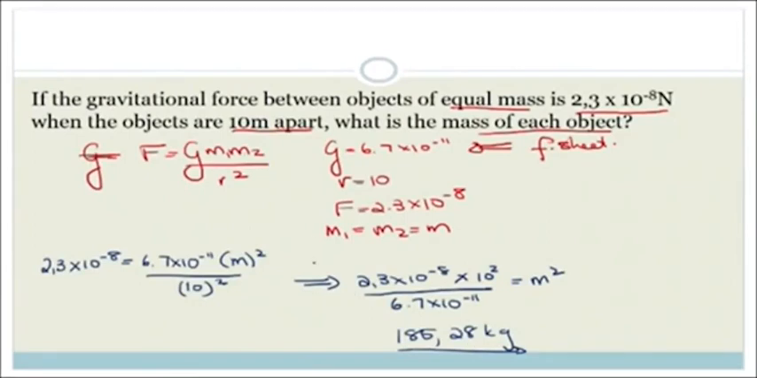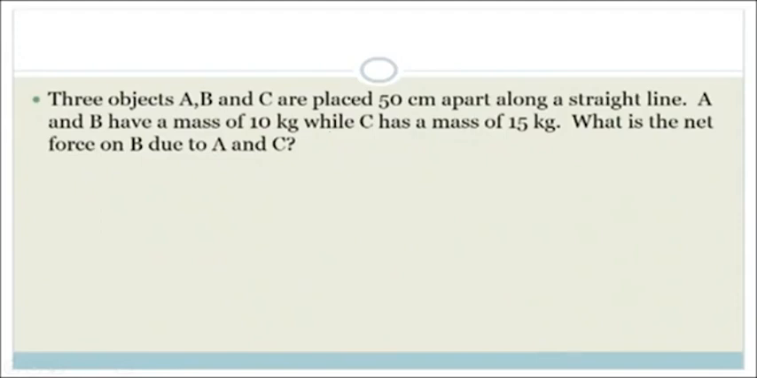So it wasn't a tricky question really, you just had to realize that you could let the two masses be equal to each other and then solve for the masses. Okay, let's try another one. Now it says three objects, A, B, and C. So you've got A, B, and C. They are placed 50 centimeters apart along a straight line. So this is 50 centimeters and this is 50 centimeters. A and B have a mass of 10 kilograms each, that's 10 and 10. And C has a mass of 15. And it says, what is the net force on B due to A and C?